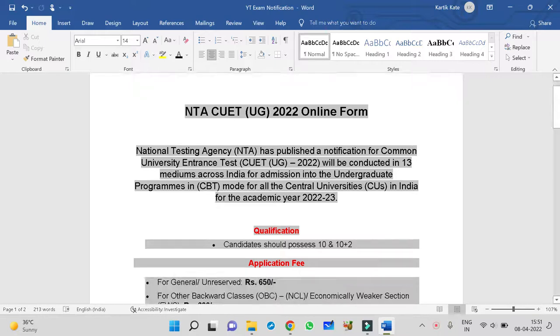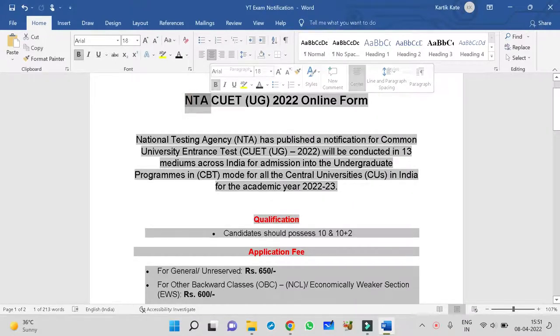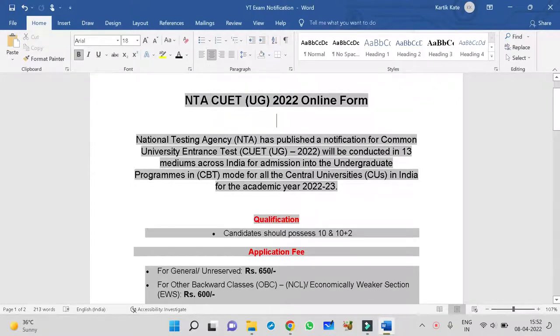NTA CUET UG 2022 online form is available. Most of the students don't know about this CUET. The NTA, the National Testing Agency, which conducts NEET and JEE, will conduct this CUET. What is the CUET? CUET is nothing but the Common University Entrance Test.